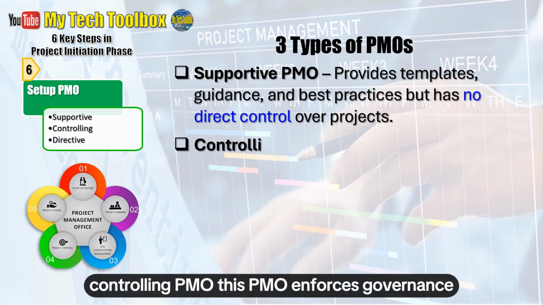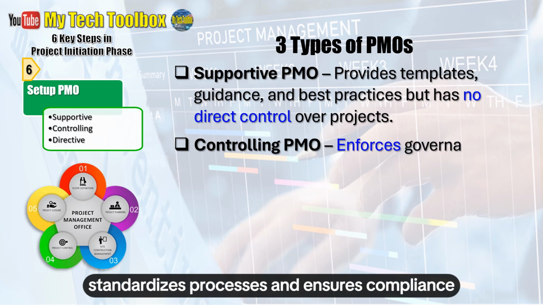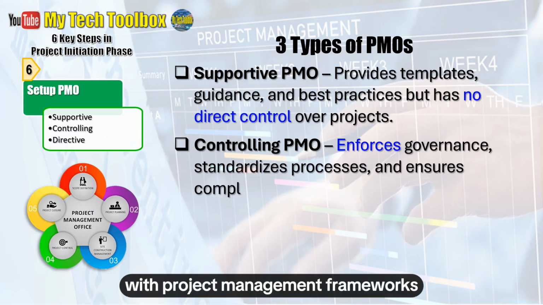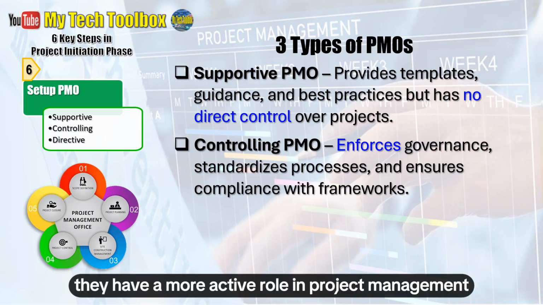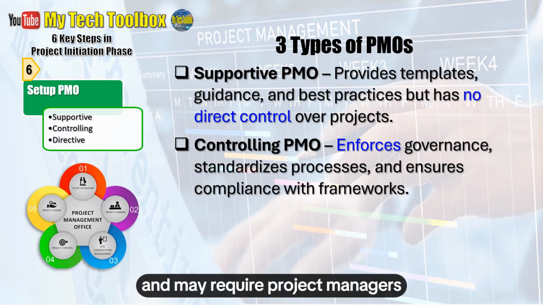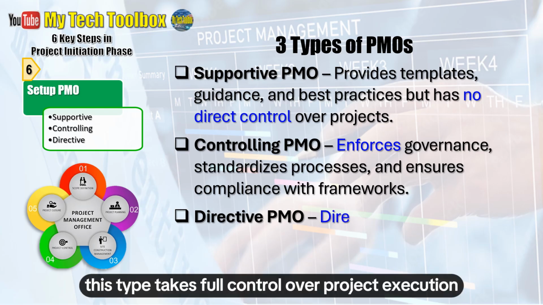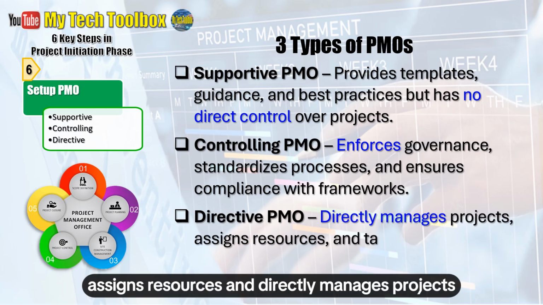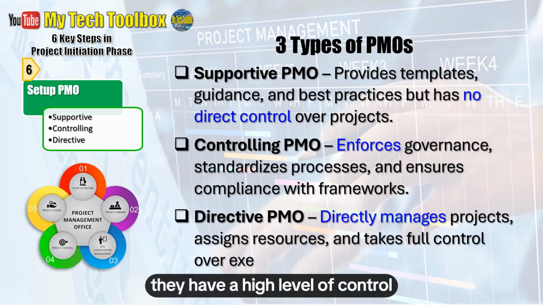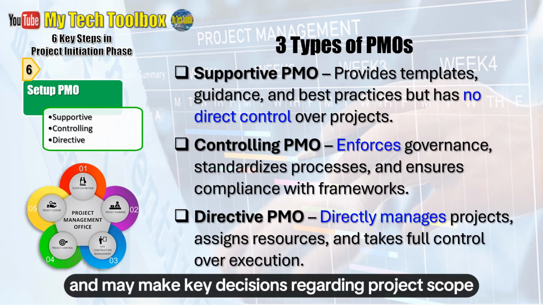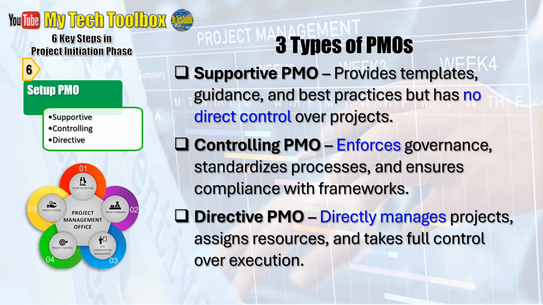Controlling PMO. This PMO enforces governance, standardizes processes, and ensures compliance with project management frameworks. They have a more active role in project management and may require project managers to follow specific procedures and tools. Directive PMO. This type takes full control over project execution, assigns resources, and directly manages projects. They have a high level of control and may make key decisions regarding project scope, budget, and timeline.